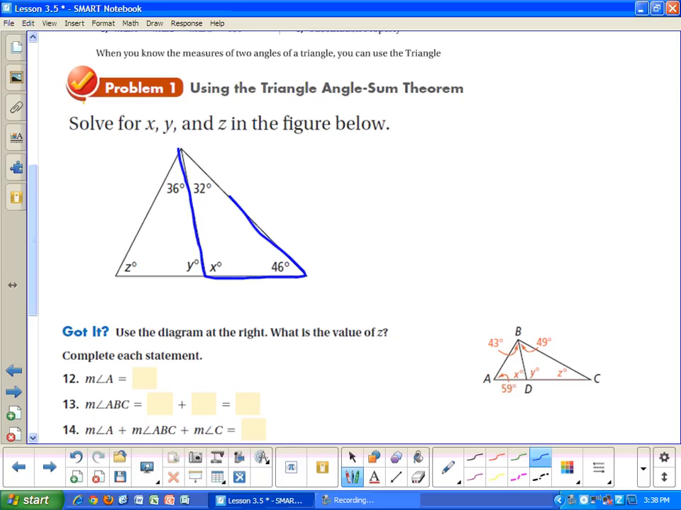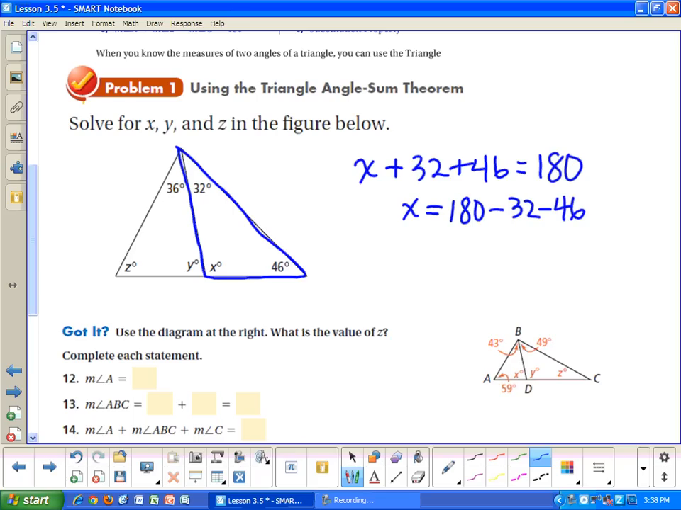And we know that all 3 of those have to add up to 180, so we get x plus 32 plus 46 equals 180 by the triangle angle sum theorem. Simplifying, we get x is equal to 180 minus 32 minus 46, which equals 102.